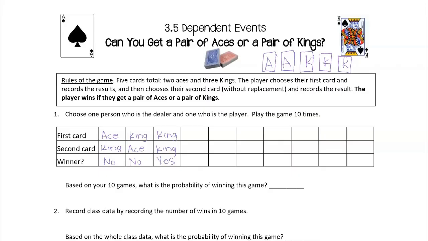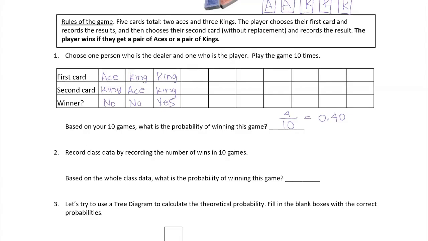Then I had every table do this same game to figure out what is the probability of winning. So one group got 4 wins out of 10 games. So their probability of winning was 0.40. Then we recorded every group's number of wins. So one group had 4, another group had 6, another group had 4, and another group had 3. We only had 4 groups there that day. So that was a total of 17 wins. And each of those groups played 10 games. So that was 40 games that have been played. Well, this will equal 0.425 or 42.5% probability of winning.